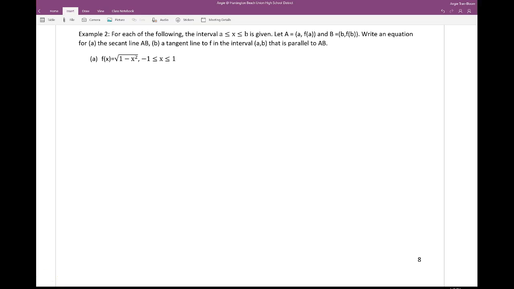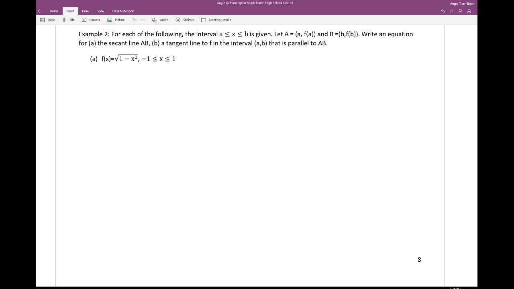All right, guys, here is the recording for the continuation of 4.2 notes, okay? Example 2: for each of the following, the interval inclusive A to B is given. Let capital A be the point (a, f(a)), and let B be the point (b, f(b)). Write an equation for the secant line AB, that means connecting dot A and dot B. Then write a tangent line to f in that interval A to B that is parallel to AB. So this is really revisiting the mean value theorem, okay?